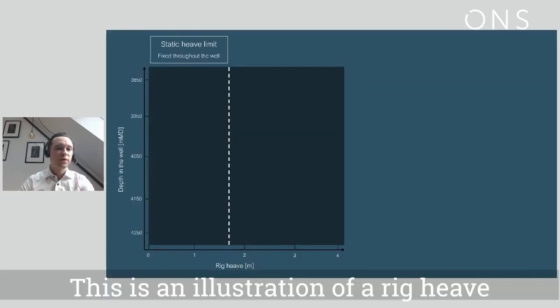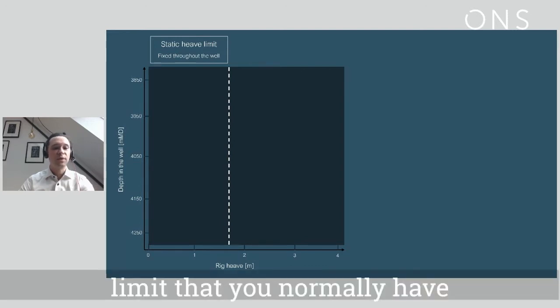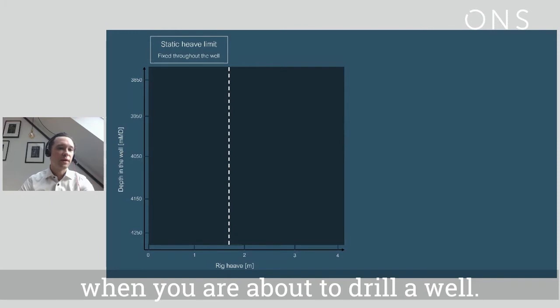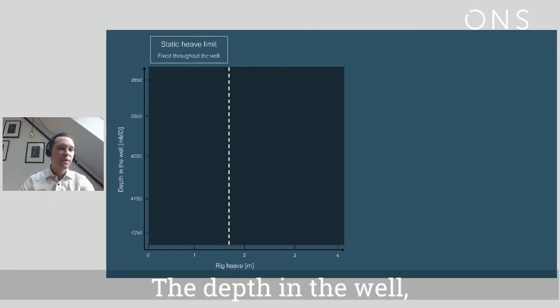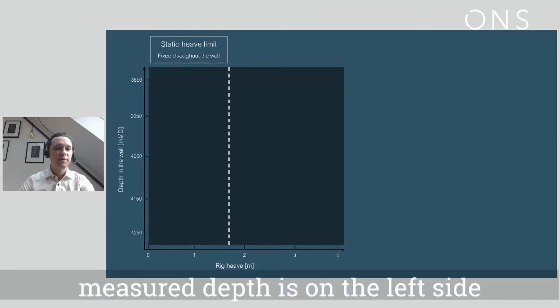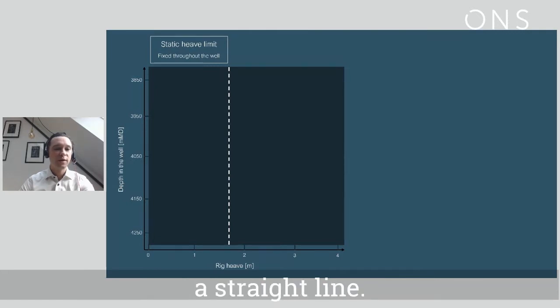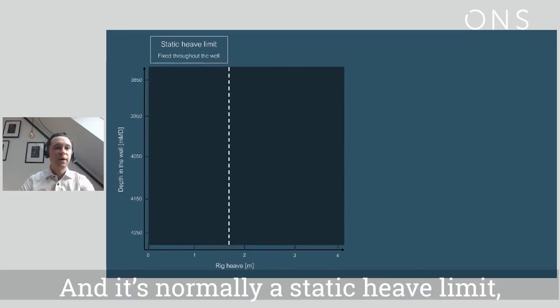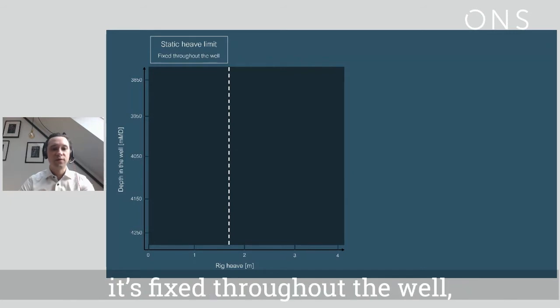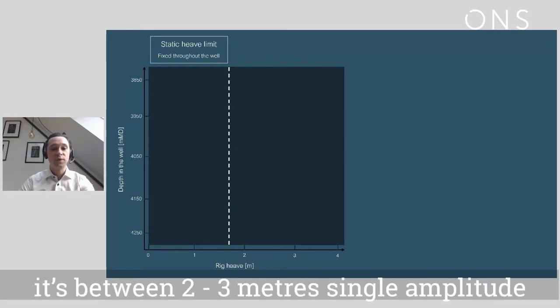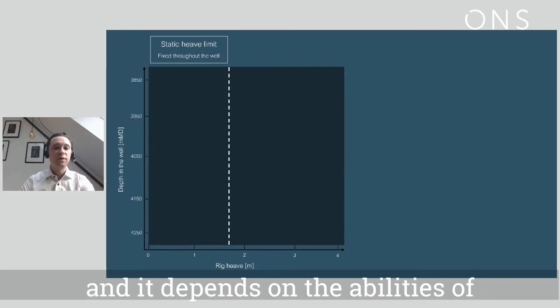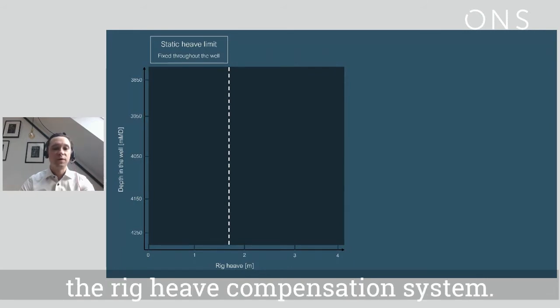This is an illustration of a rig heave limit that you normally have when you're about to drill a well. The depth in the well, the measured depth, is on the left side, and the rig heave is illustrated with a straight line. And it's normally a static heave limit. It's fixed throughout the well. It's between 2 and 3 meters single amplitude, and it depends on the abilities of the rig heave compensation system.